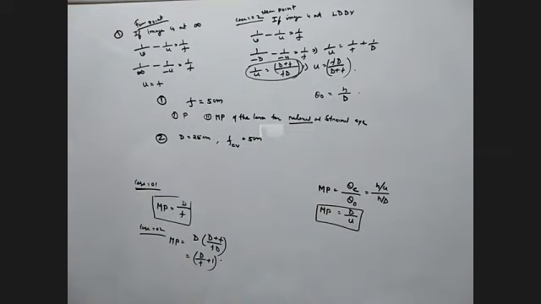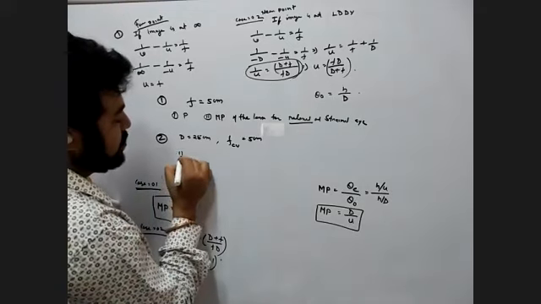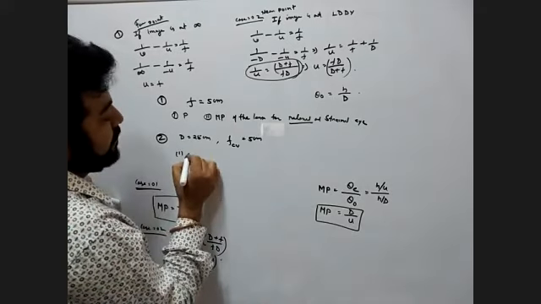Reads a book with a small print using a magnifying glass, a thin convex lens of focal length 5 centimeters. Number 1, what is the closest and farthest distance at which he can read the book when viewing through the magnifying glass? I think all of you understand that there are two things.